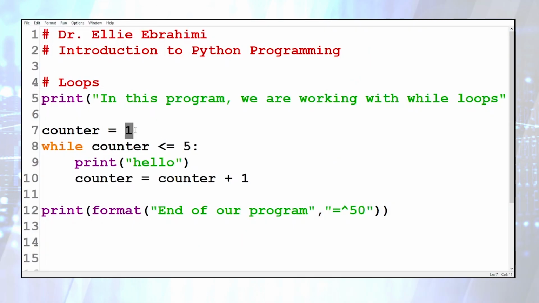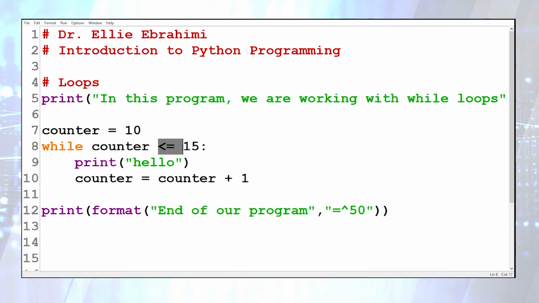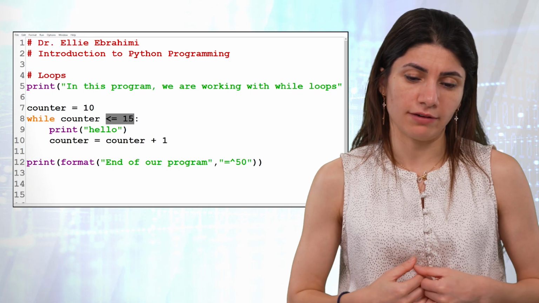You can easily change the start and end value to create different numbers of iterations for yourself. So in this case, let's start from 10. If I want to still have 5 iterations, I'm going to go to 15. So starting from 10 to 15 is actually 6 iterations. So if you run this one, it's going to be 6 hellos because you have 10, 11, 12, 13, 14, and then 15. Because we have that less than or equal sign, okay? So depending on your start and end value, you can change the number of iterations that you want to have.